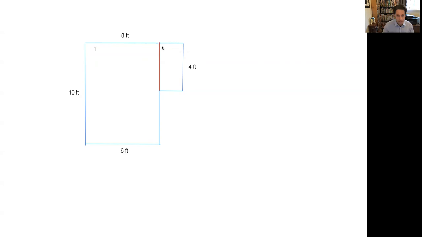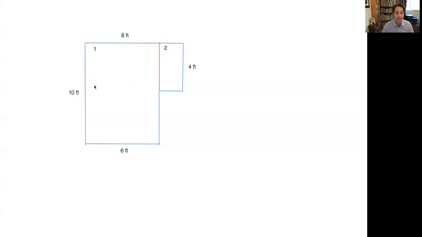And then this little rectangle here, we'll call rectangle 2, okay? So the area of a rectangle, all we need to do is multiply length times width. So let's look at the big rectangle first. I see that this side on the left measures 10 feet and this side on the bottom measures 6 feet. That's all the information I need. I don't need any more information. I'm not missing any information.